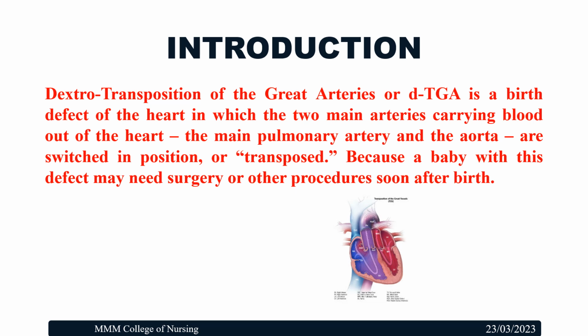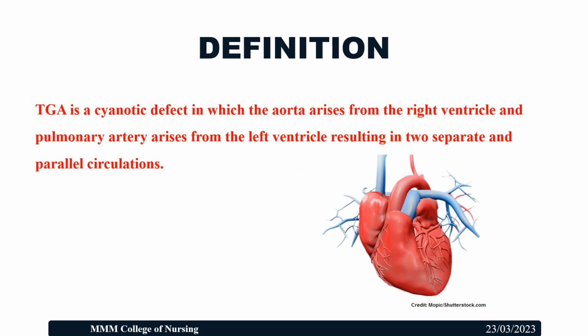Because of this, the baby has a defect, and a baby having such a defect should undergo a surgery or a procedure soon after birth. So, for the proper definition, transposition of great arteries is a cyanotic defect in which the aorta arises from the right ventricle and the pulmonary artery arises from the left ventricle, resulting in two separate and parallel circulations.